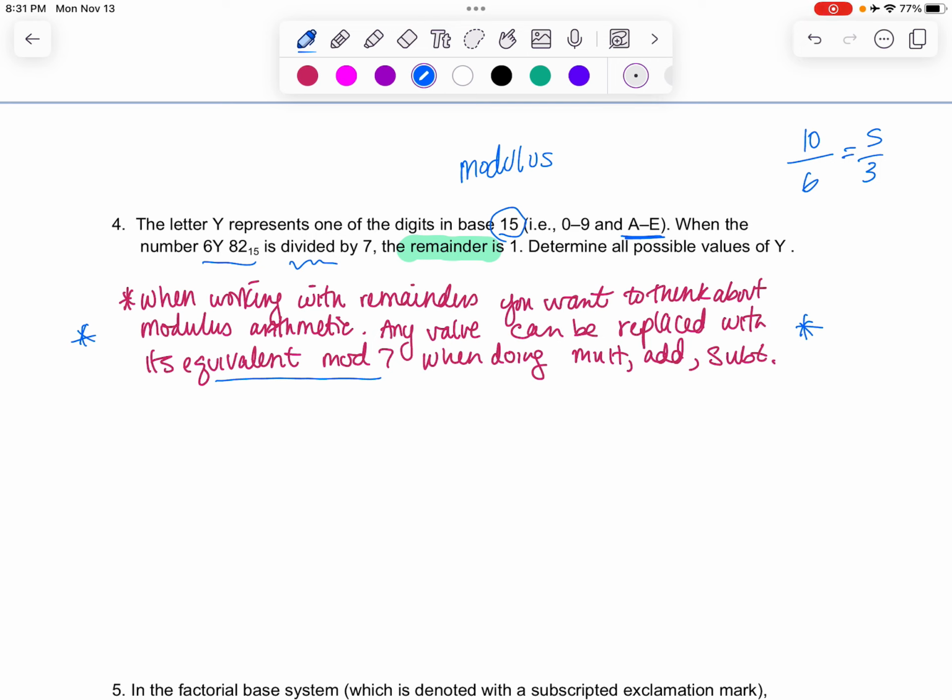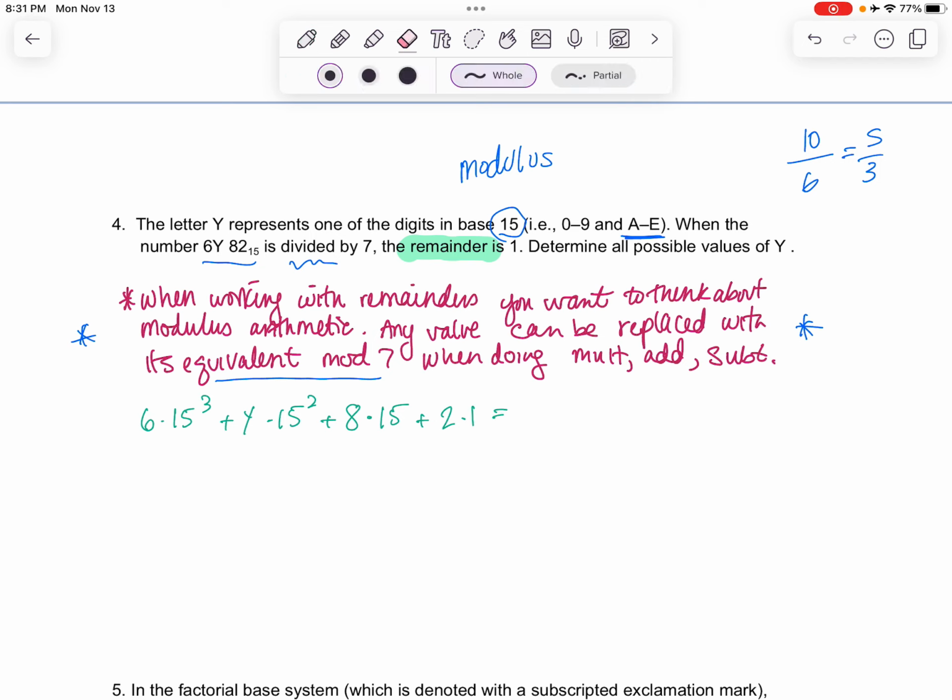So let's first begin by expanding this out, and then we can look at how to do some replacements. I'm in base 15. I have 4 places, which means my leftmost digit will be 15 to the third. So I'm going to write 6 times 15 to the third plus y times 15 squared plus 8 times 15 plus 2 times 1. And when I divide this expression by 7, I'm going to put mod 7, and that equals 1.